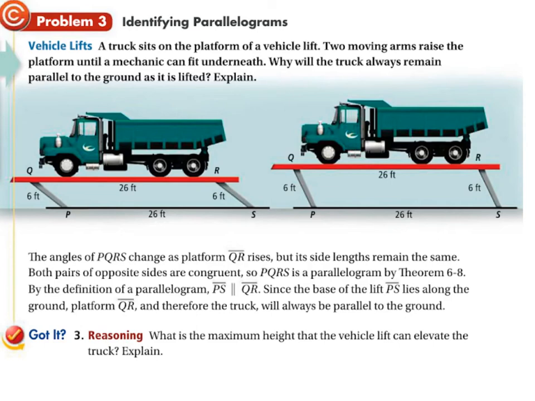Here is your got it problem. What is the maximum height that this vehicle lift can elevate the truck? Explain. Try it, come back and restart when you have your answer. Okay, so the idea here is this side has to maintain a length of 6. If you rotate it so that it's pointing directly up, the highest that it's going to get this truck off the ground is 6 feet off the ground. In order to get any higher off the ground, this length would have to change, and we know it doesn't. So that's why the maximum height can be 6 feet if this is pointing directly up.